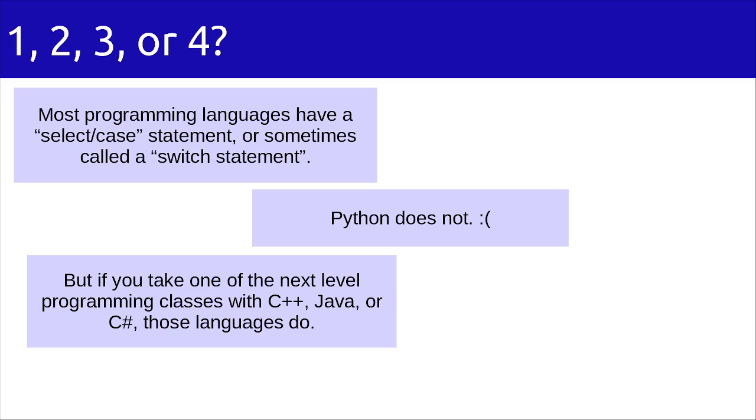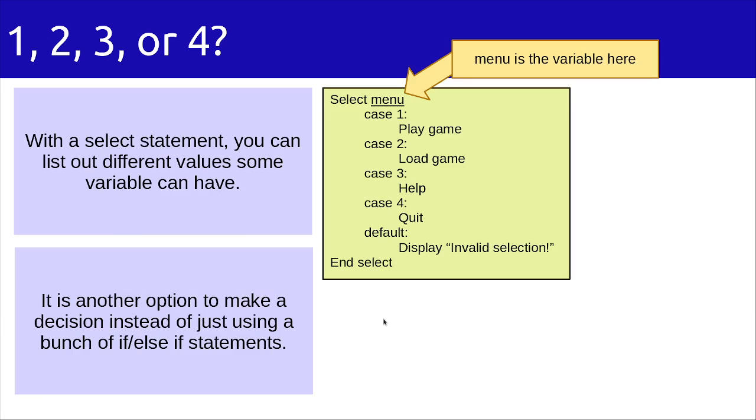But if you take a class at the next level with C Sharp or Java or C++, you will see them. So with a select statement, instead of writing a bunch of if statements, we select on a variable name and we have a bunch of cases for what that variable could store. So in this case, let's say there's a main menu with option 1, 2, 3, and 4, and they can select that. It'll be stored in the menu variable.